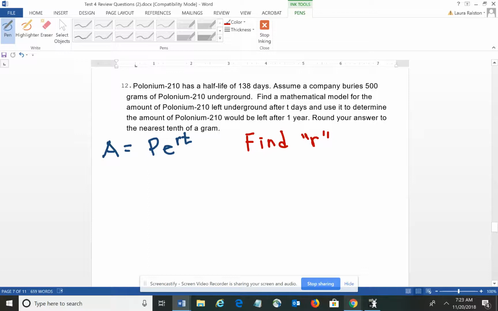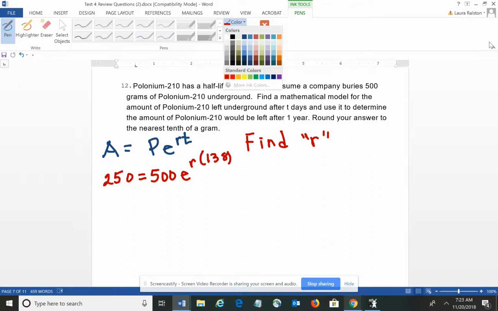So we know that we start out initially with 500 grams. We also know that it has a half-life of 138 days. So in 138 days, we'll have half the amount, which would be 250. So you get the equation 250 equals 500 e to the r times 138 because you're told that the half-life was 138 days. Then I need to solve that for r.